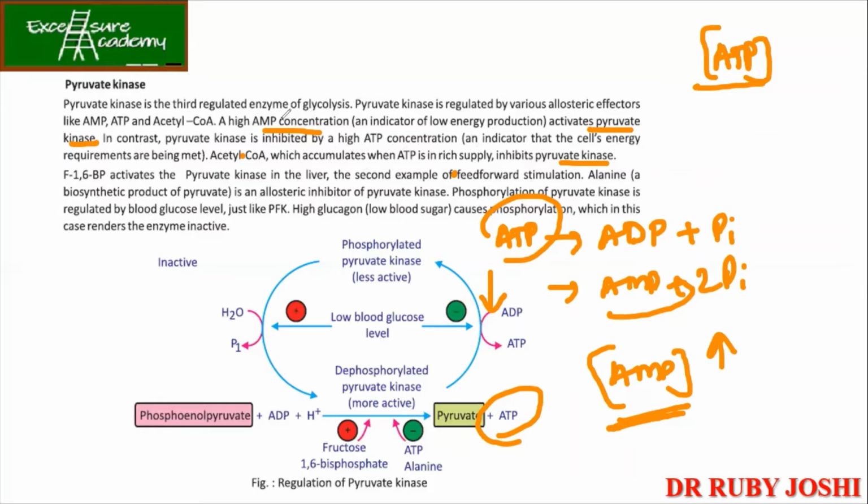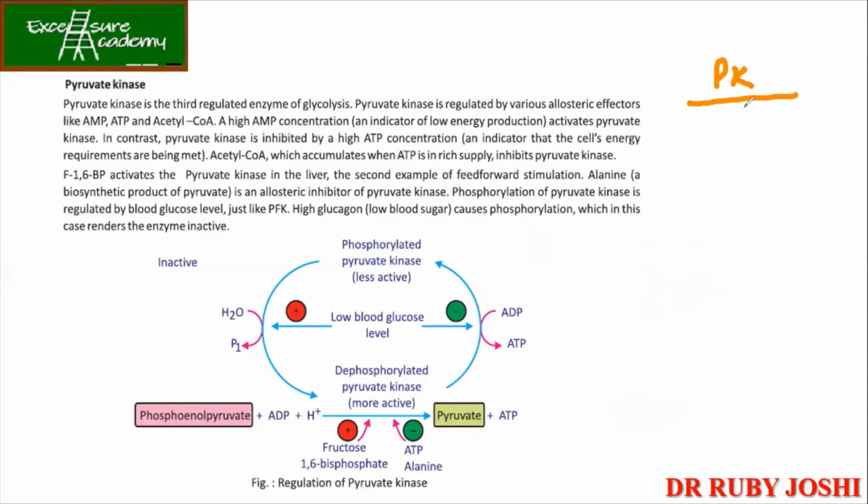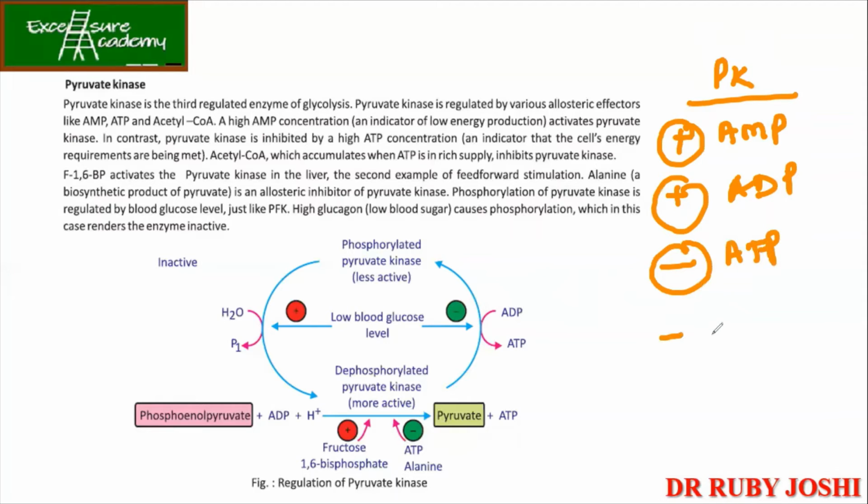So if you're making a table, you can write PK: positive is AMP, positive is ADP, negative is ATP, negative is acetyl CoA. Now it is clear? Yes, ma'am. This is important for regulation because whenever a question comes as an MCQ, they ask like this only: if you have a high concentration of ADP and AMP, what will happen to pyruvate kinase? Whether it will undergo glycolysis or gluconeogenesis, such questions are asked.